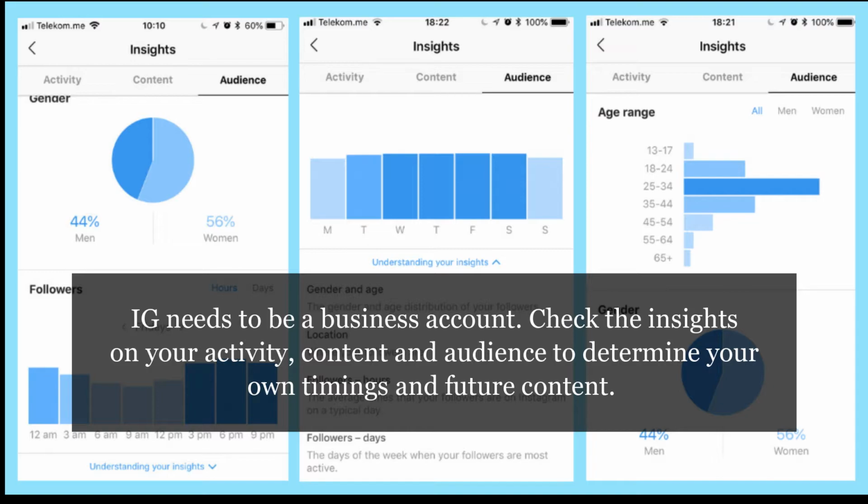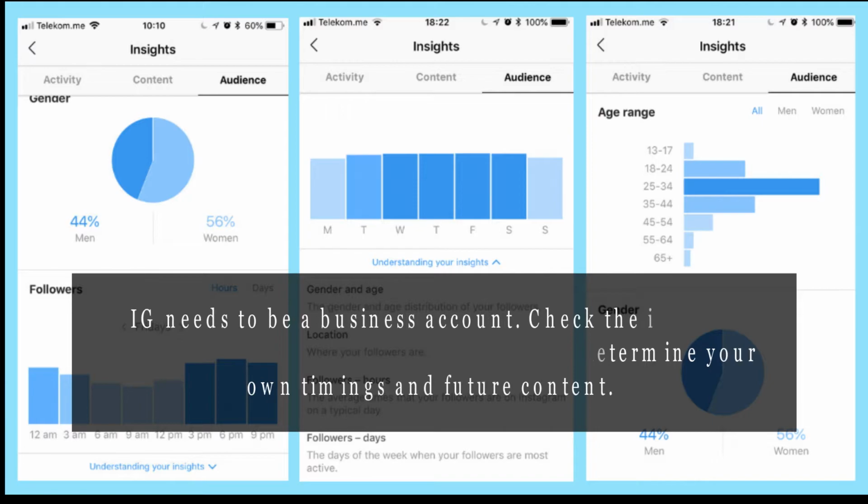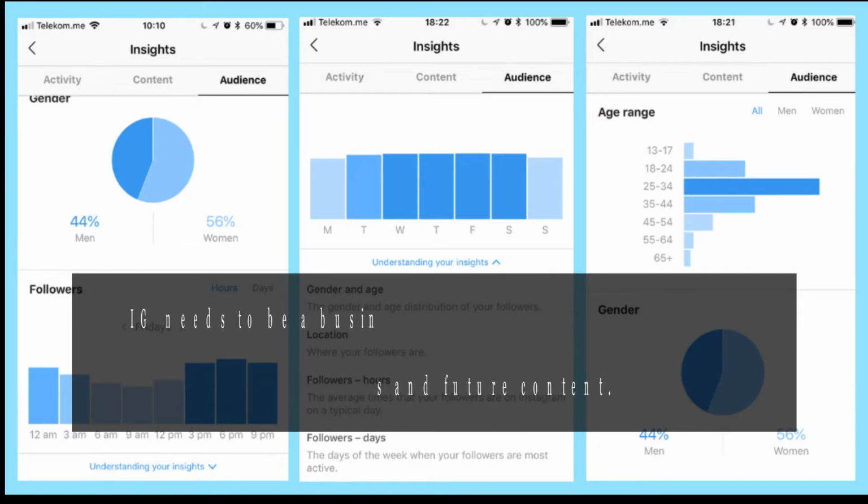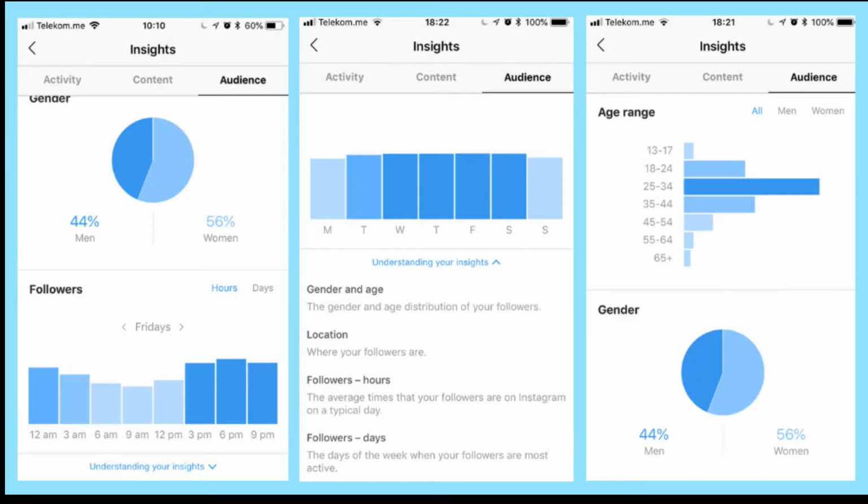But the most effective way to determine what would work for you is to look into your own audience. You can check this if your IG is a business account. Just click on Insights to check your demographics and to measure the activities behind each post. You can base your timings just by analyzing these insights.